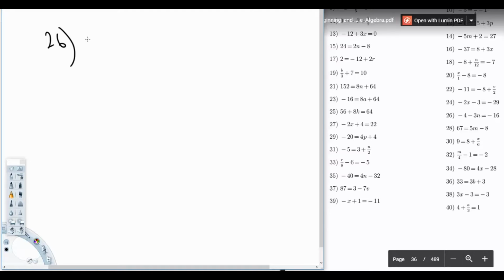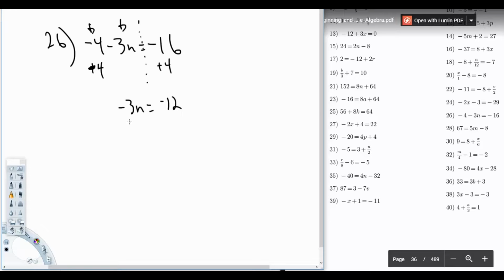26. Minus 4 minus 3n equals minus 16. So we don't know this bugger, so we've got to get rid of this bugger. So that would be minus 4. What's the opposite of it? That's plus 4. And here we have plus 4, so minus 3n equals minus 16 plus 4 equals minus 12.